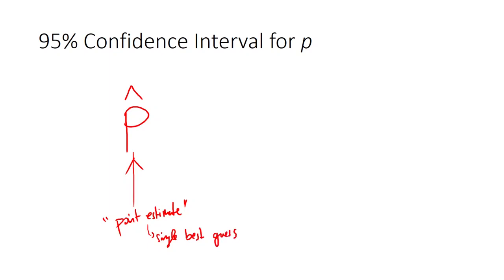Right? If you have to give me one number, just give me the number that came from your sample. That's the best you can do if you have to give me one number. But we can do better than that. We can give ourselves some margin of error.